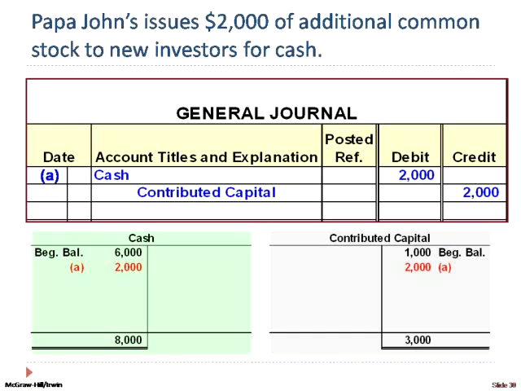Part 2. The beginning balance in the cash account is $6,000. We post our transaction by moving the $2,000 to the debit or left side of the cash account. Part 3. The beginning balance in contributed capital is $1,000. We complete the posting by moving the $2,000 to the credit or right side of the contributed capital account.